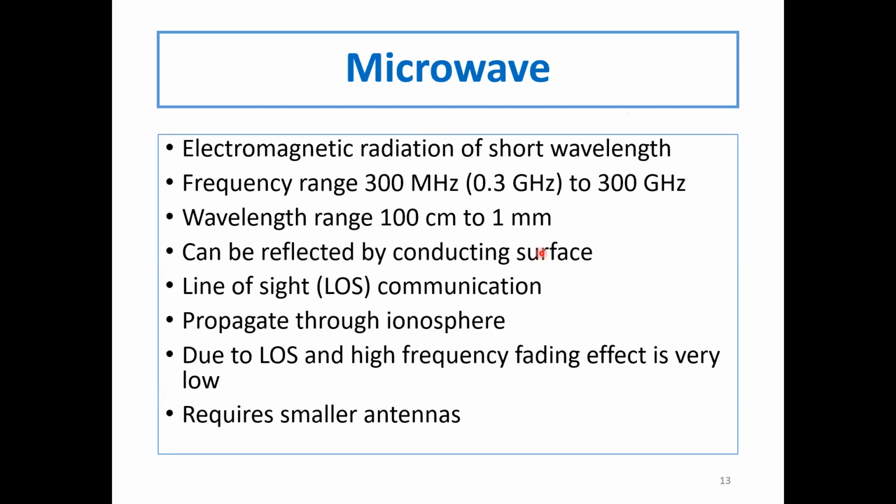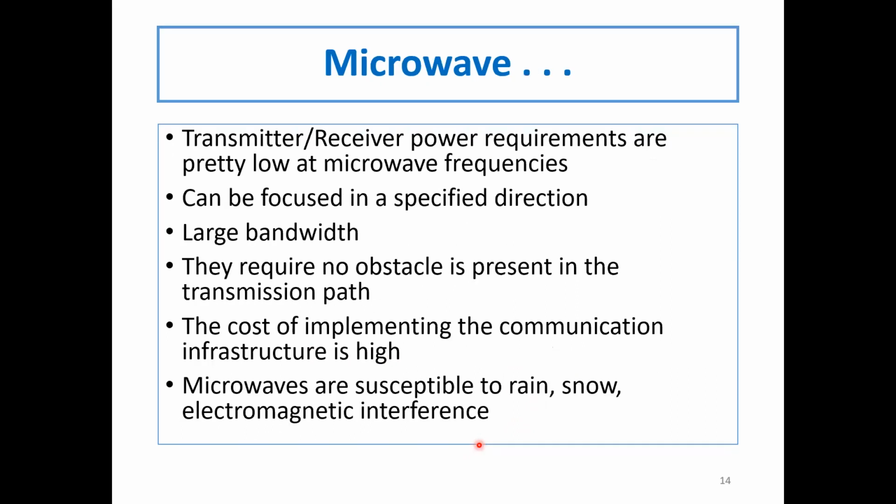Some parameters of microwave: what is the microwave? Microwave is a short wavelength radiation and the frequency range is 300 megahertz to 300 gigahertz. Wavelength range is 100 centimeter to 1 millimeter, and it can be reflected by conducting surfaces. It is line of sight communication, and it propagates through the ionosphere. Due to line of sight and high frequency, the fading effect is very low. Since it is high frequency, it requires smaller antennas.